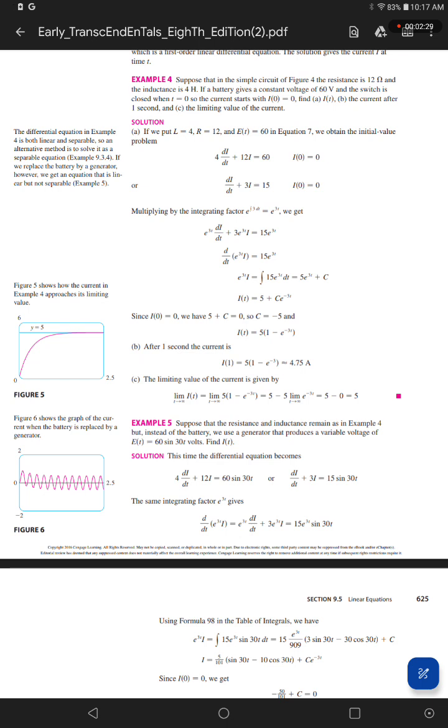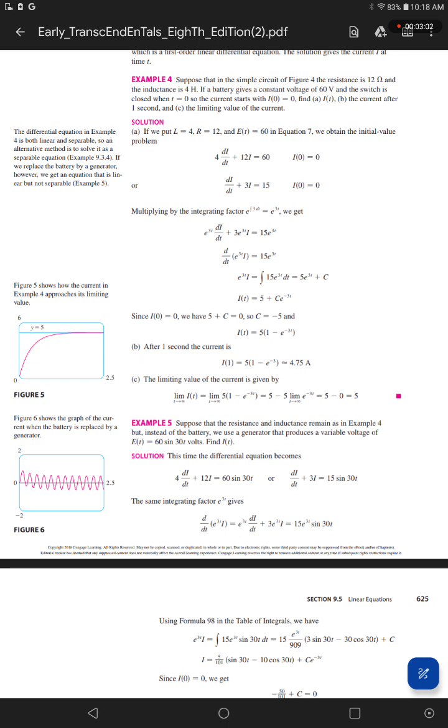So I of 0 equals 0. We have 5 plus C equals 0, so C equals negative 5, and I of t equals 5 times (1 minus e to the power negative 3t). B. After 1 second, the current is I of 1 equals 5 times (1 minus e to the power negative 3), which is approximately 4.75 amperes.